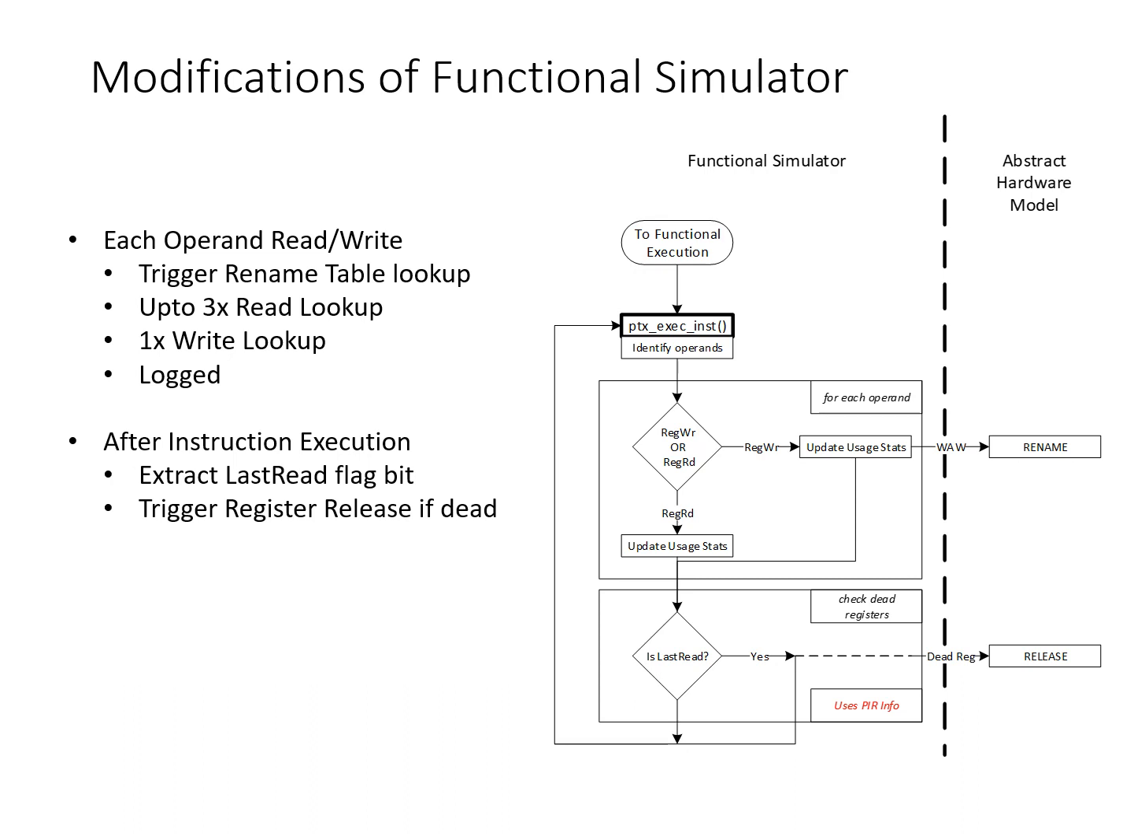After an instruction is executed, we check for the last read flag bit that might indicate that one of the operands, any of the up to 3 operands, is the last instance where that register will be read. If there is a last read, that indicates the register is dead, and we trigger a register release within the hardware model.